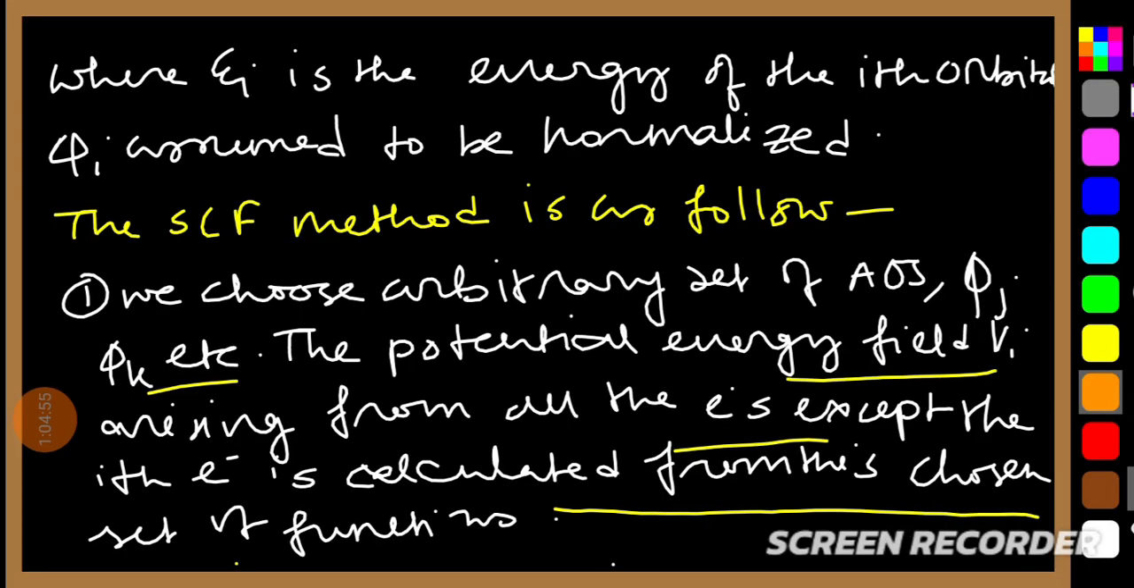So where epsilon i is the energy of the orbital, as I said earlier, that is the significance of energy, and phi i are going to be normalized. Okay, now the SCF method is as follows.